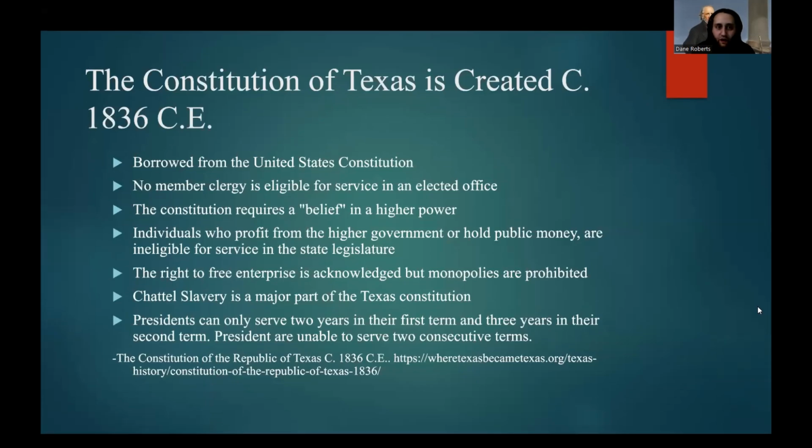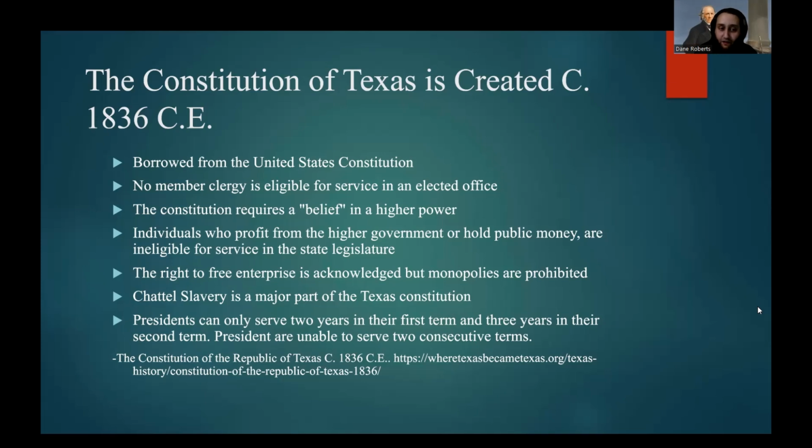And of course, in this very same year, the Constitution of Texas would also be created, with much of its provisions being borrowed from the United States Constitution, with a few exceptions, such as the provision that no member of clergy was eligible for service in an elected office. The Constitution required at least a belief in a higher power. Individuals who profited from the higher government or held public money were ineligible for service in the state legislature. The right to free enterprise was acknowledged, but monopolies were prohibited.